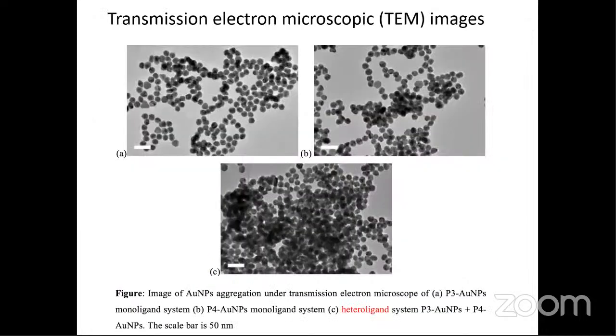We further look at TEM images to see what happened to the nanoparticles. Figures A and B are the monoligand system, where you can see the aggregation is not as good as when we use the heteroligand system, where you can see a really compact aggregation happened with the gold nanoparticles.